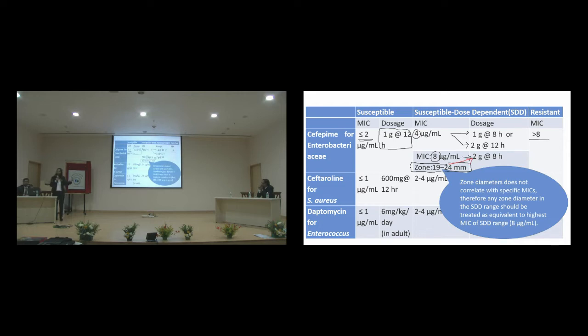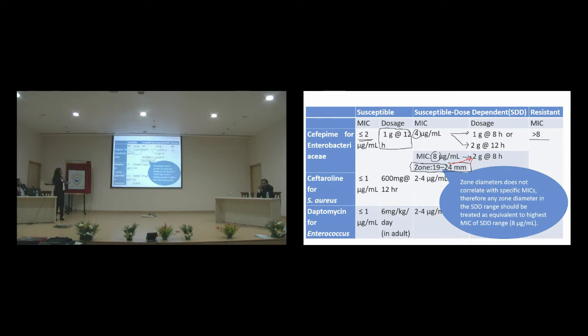Are you all clear with this, or should I repeat? The last point is the zone diameter explanation. So suppose we are not doing MIC, we are doing disc diffusion, and cefepime gives a zone of say 21 mm. Then what are we going to do? We cannot divide it like the first 4 mm I am going to consider as 4 microgram, the next 4 mm as 8 microgram. That cannot be done because those are not parallel.